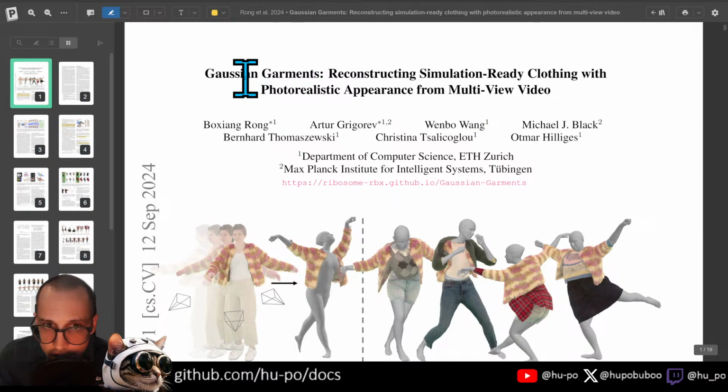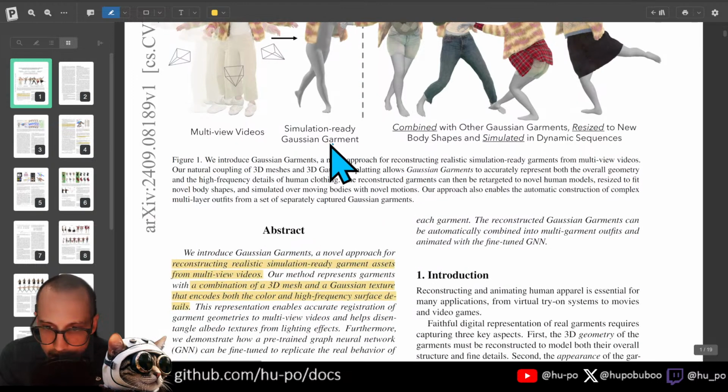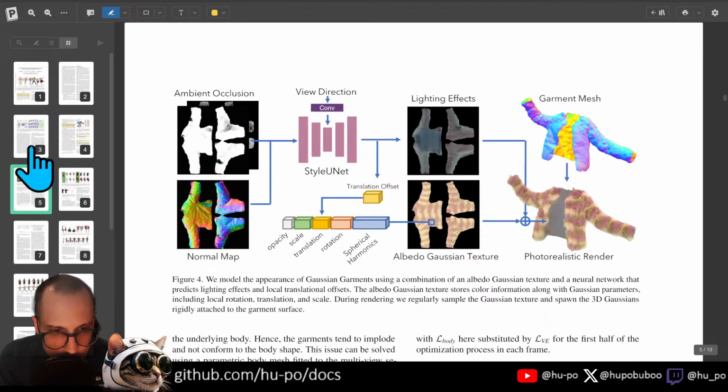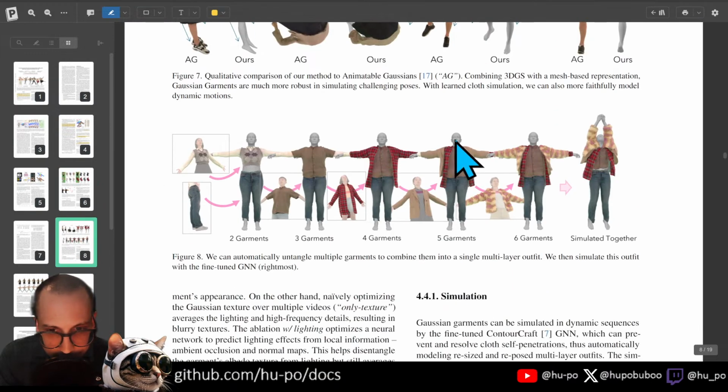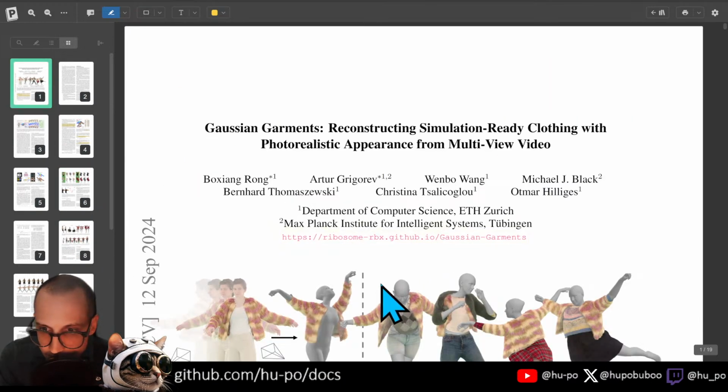Then there was this one, reconstructing simulation-ready clothing. Yeah, I thought this was a little over-engineered as well, but, you know.